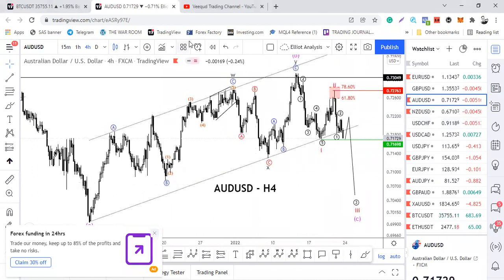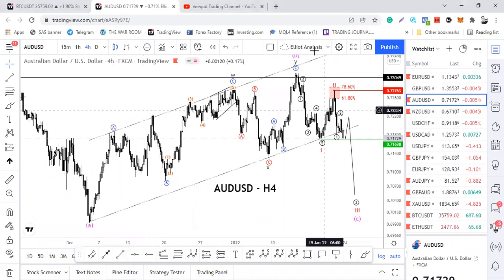Let's take a look at Aussie dollar. Aussie dollar, this is one of my Forex setups from last week, and besides, it is one of the pairs I'll pay more attention to this week as well. So the market has completed a very large degree correction that unfolded as a double zigzag.